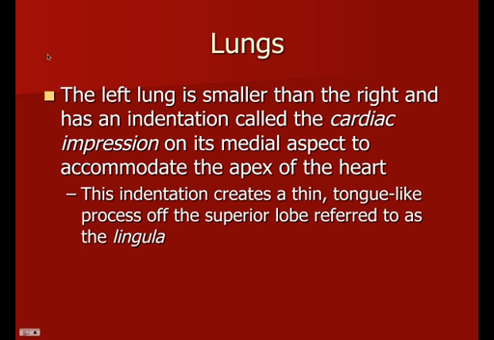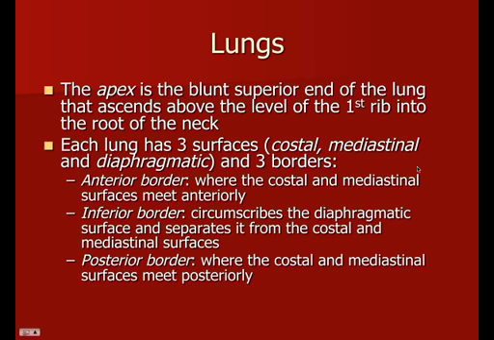There are differences between left and right lungs. The left lung is smaller than the right, has an indentation called the cardiac impression on its medial aspect, and that accommodates the apex of the heart. This indentation creates a thin tongue-like process of the superior lobe referred to as a lingula. Okay, you'll be able to see this indentation for the apex of the heart when we remove the lung. The apex is the blunt superior end of the lung, right, and it actually ascends above the level of the first rib into the root of the neck.